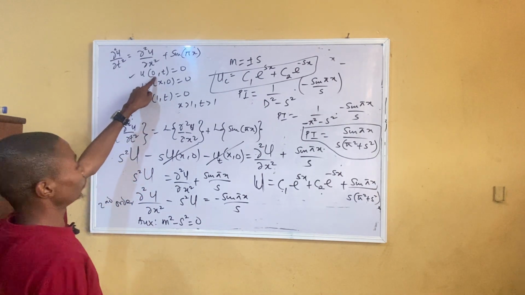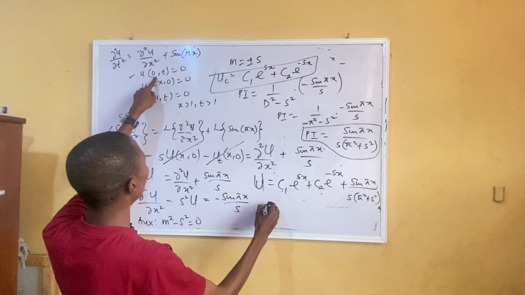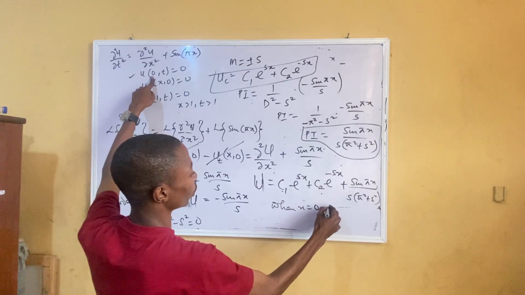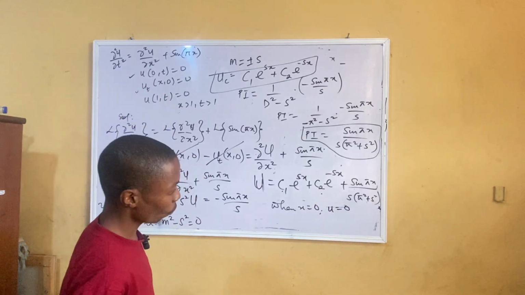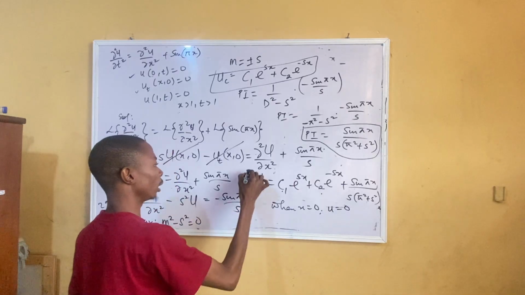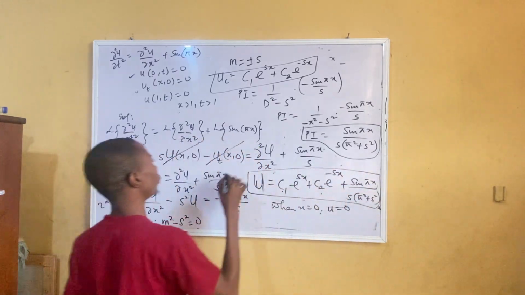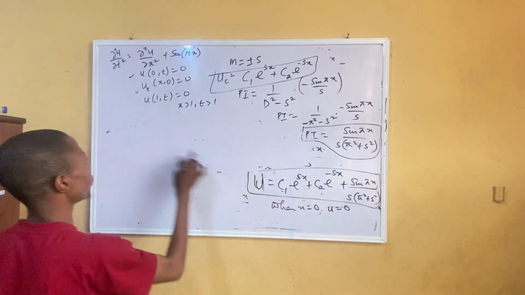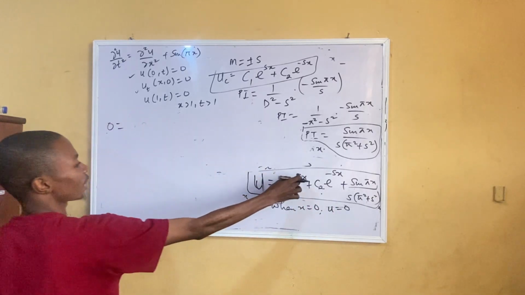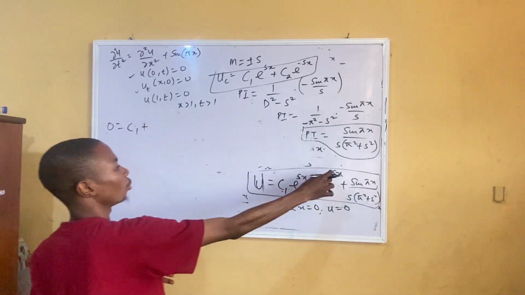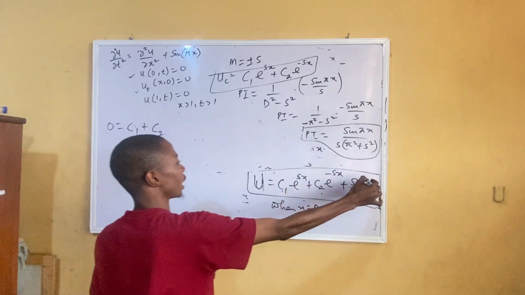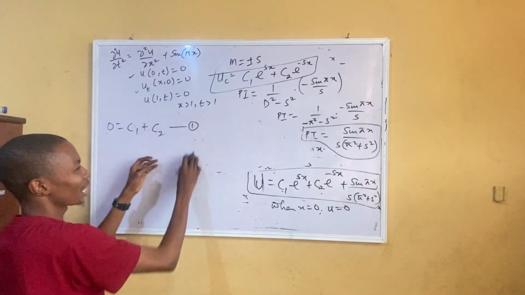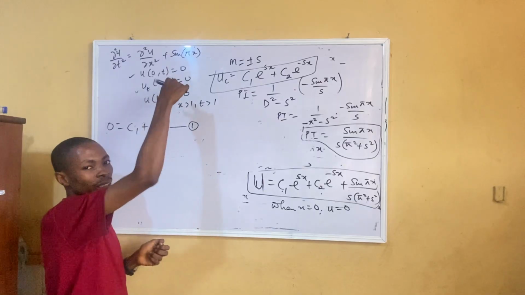So if I now use the first condition, it means that when x is 0, when the space is 0, the solution is 0. You can just underline this one. This is our general solution, and we need to find c1 and c2. If you put x as 0 here and u as 0, we have 0 equals c1 plus c2, and the sine 0 term will be 0. So c1 plus c2 is 0, equation 1. You see that it has the same pattern as the heat equation.